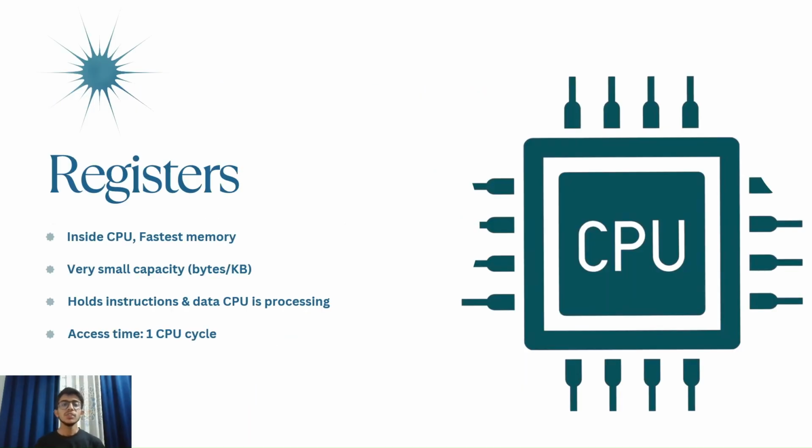Alright, next we have registers. Registers are located inside the CPU itself. That's the reason they are the fastest memory. It stores the data in very small capacity, such as in bytes or in kilobytes. Registers hold the instructions and data that the CPU is currently working on. Its access time is one CPU cycle.